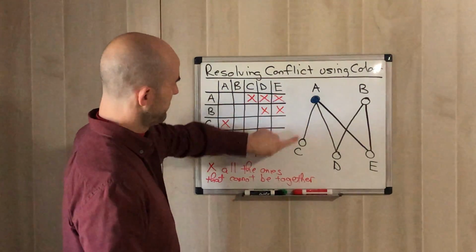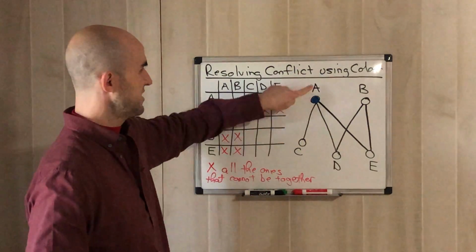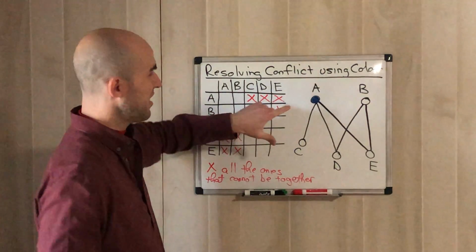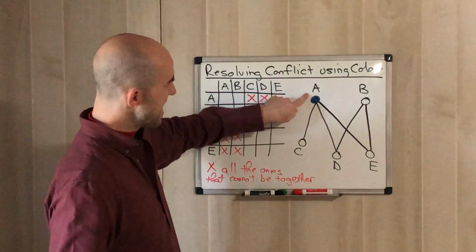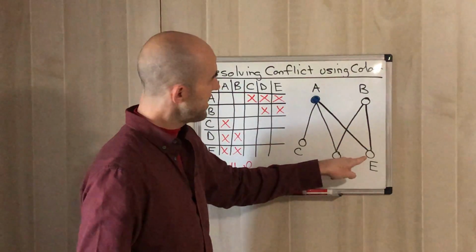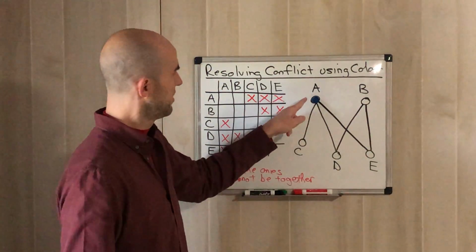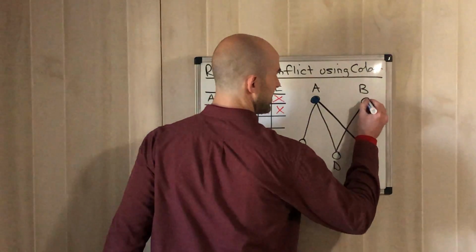A is blue. Since it's connected to C, C can't be blue because they can't go together. Can't be the same color, right? So A and C are connected, can't be blue. A and D connected, can't be blue. A and E connected, can't be blue. A and B, they're not connected, so we can make this blue.